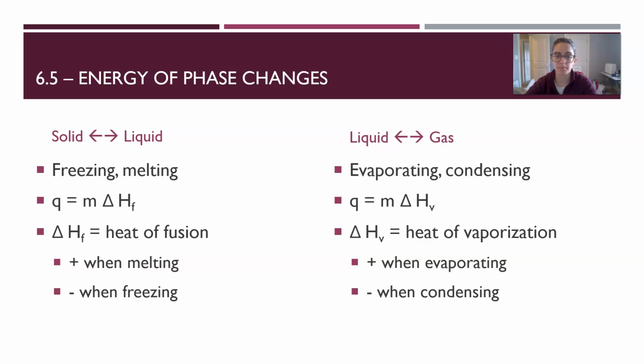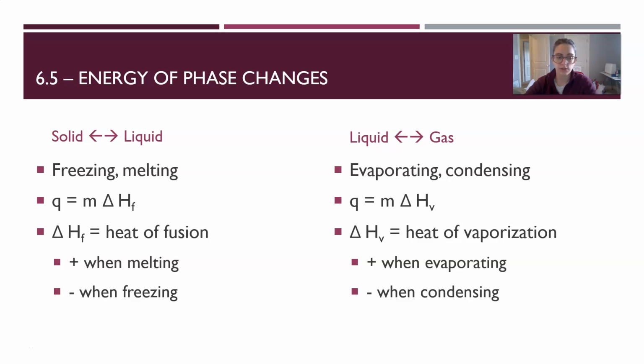When it's melting, you're going to increase the energy, so it's going to be positive. When it's freezing, you're decreasing the energy, so it's going to be negative. The number will be the same for that transition, but the sign of your delta H will depend on which direction it's going. When it's going from solid to liquid, it's positive. When it's going from liquid to solid, it's negative. And then it's multiplied by the mass, and that gets you your Q, or your heat.